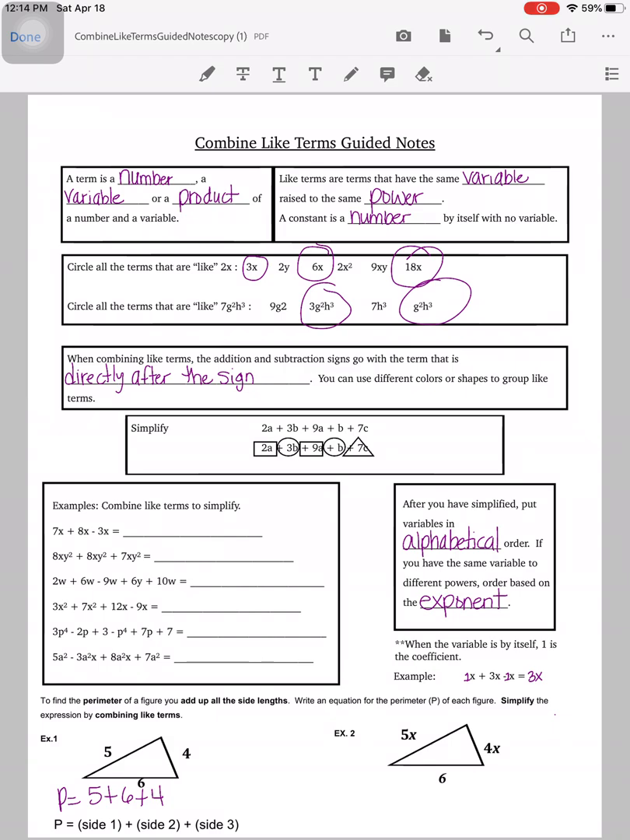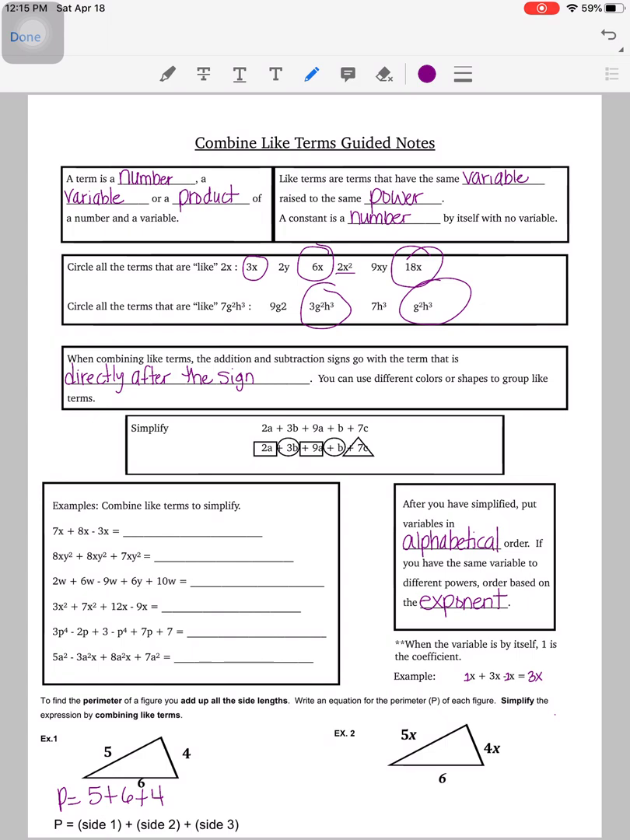So for it to be like 2x, it has to have the same variable of x and raised to the same power, which x in this case is not raised to any power. So you see I've circled 3x, 6x, and 18x. Okay, they are like 2x. Why? Because they have the same variable raised to the same power. 2x squared would not be the same because the variable is raised to the second power, which is not like the 2x, which the x is not raised to any power. Okay, so 3x, 6x, and 18x will be like terms.